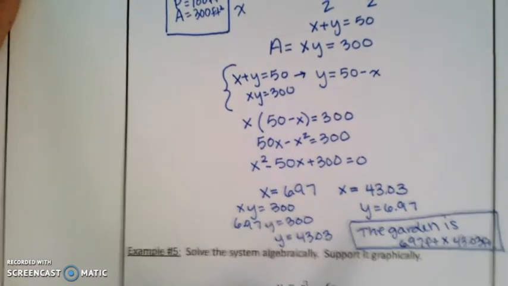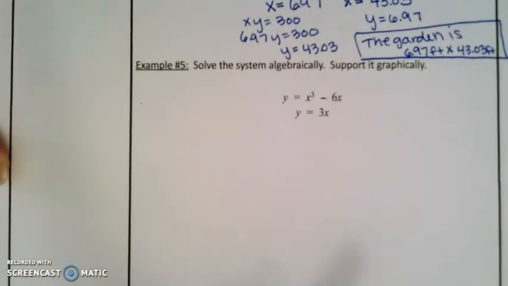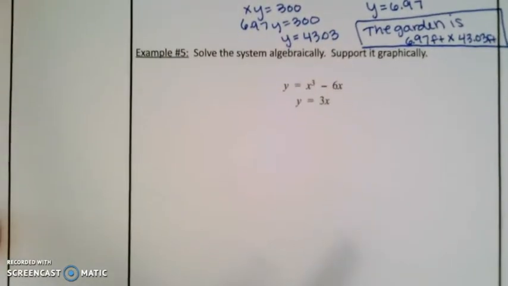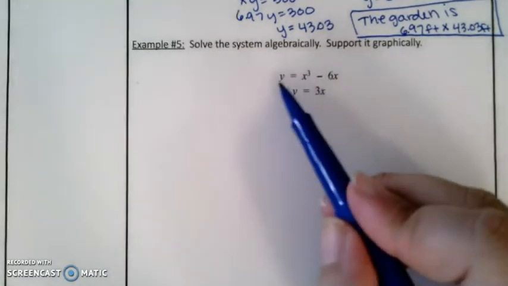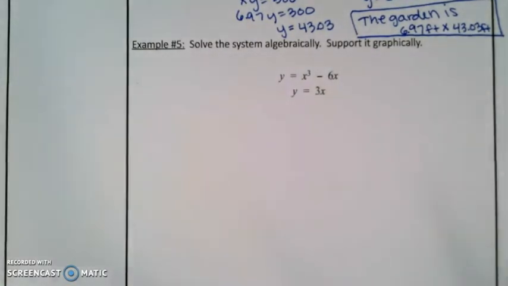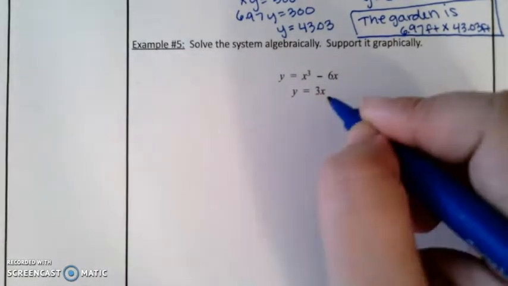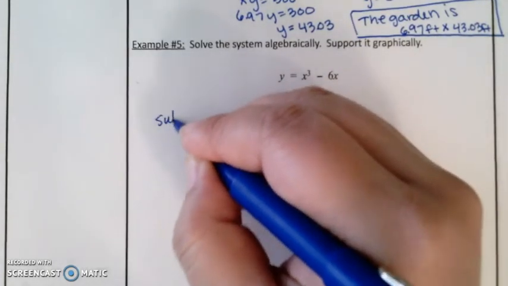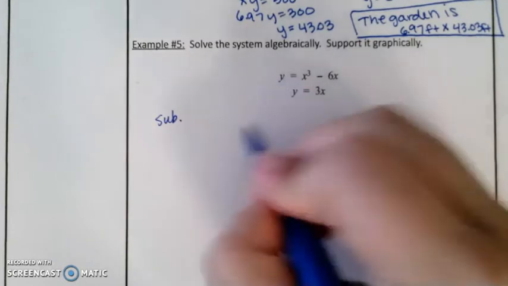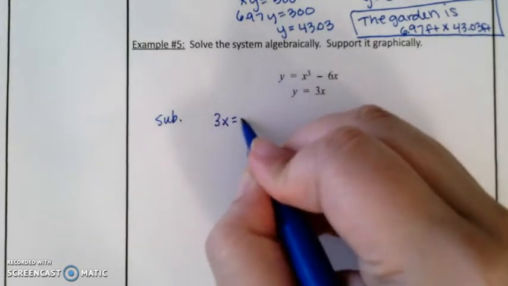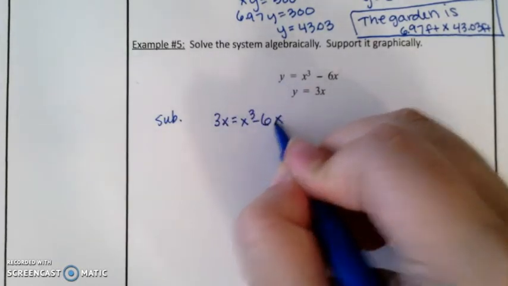Okay. On example 5, we want to solve algebraically and then support it graphically. So we're going to check our answer by graphing it. Again, I'm going to choose to use substitution because I see that these are both already set equal to y. So algebraically, I'm choosing to use substitution. I'm going to substitute 3x for this y. So 3x equals x cubed minus 6x.